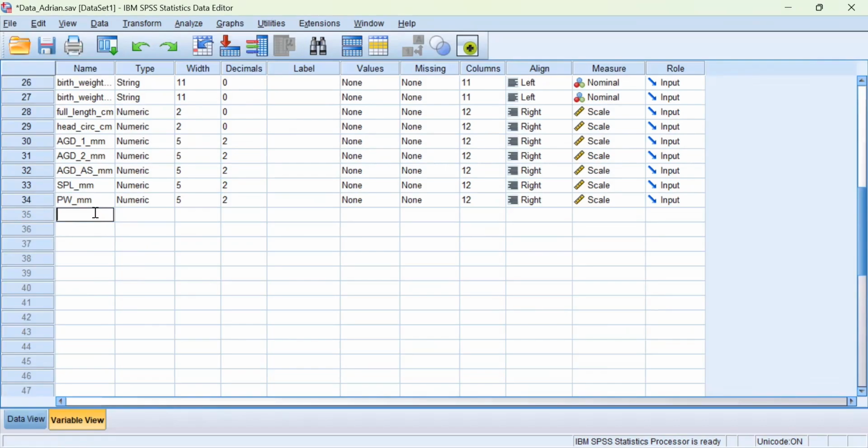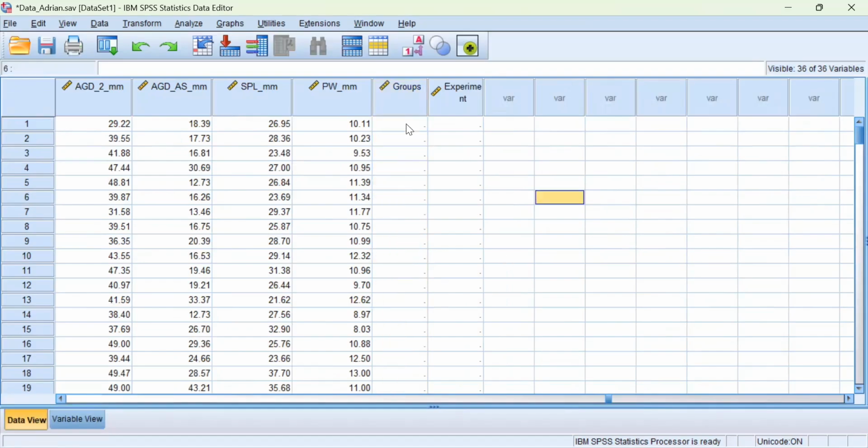Let us assume that you are carrying out two experiments. You group them, all right? Experiments in group one, experiments in group two. You name one of the variables groups. The second one, you name experiment. This is how you do that. Then you come to data view. You have groups, and you have experiment.